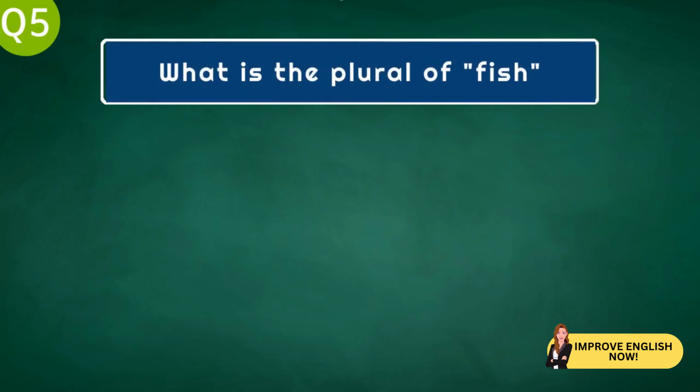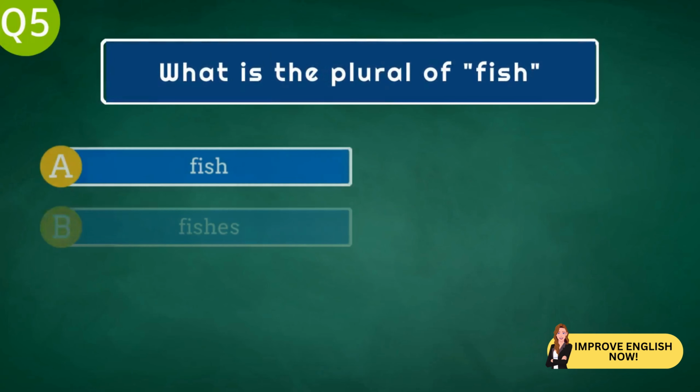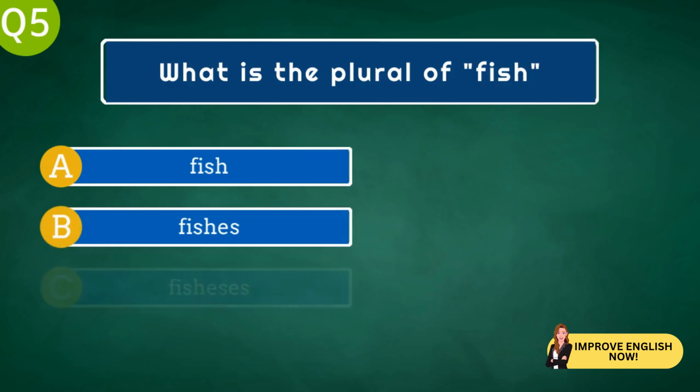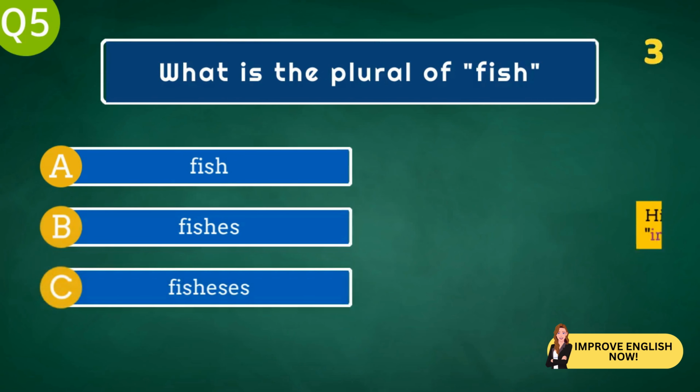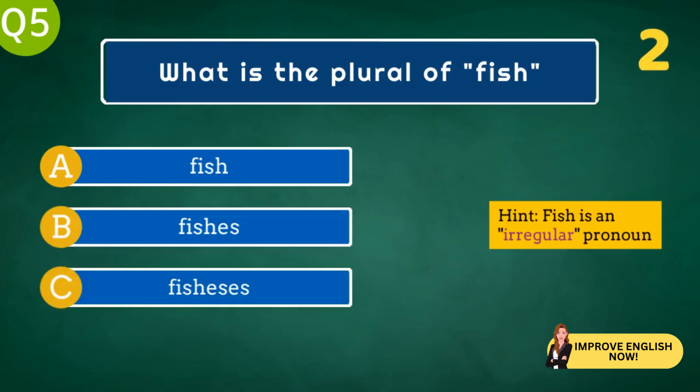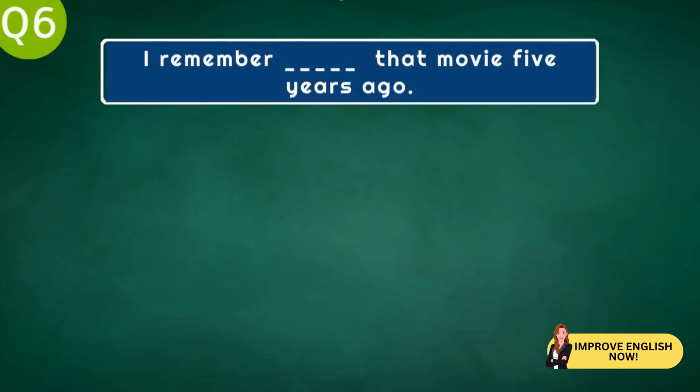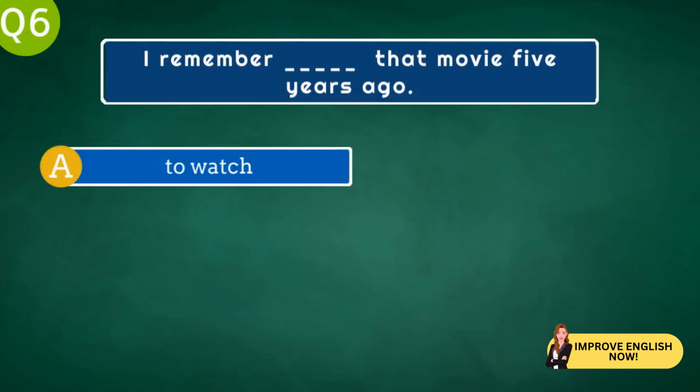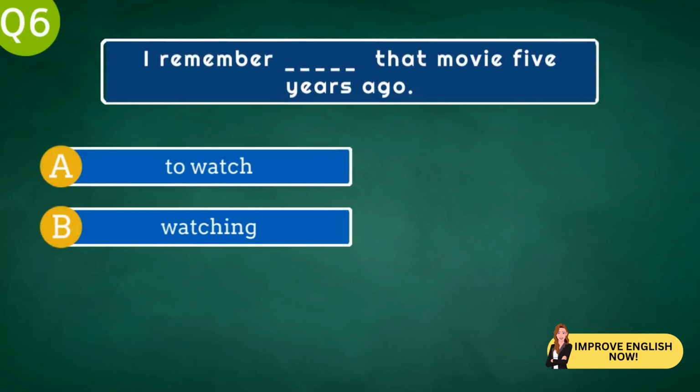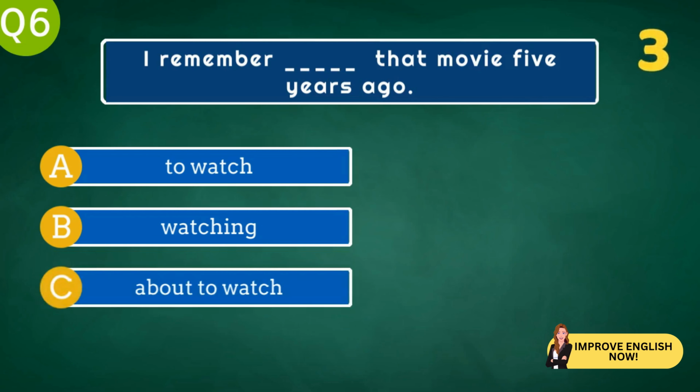Next, what is the plural of fish? A. Fish. B. Fishes. C. Fishes. Select the right option. I remember blank that movie 5 years ago. A. To watch. B. Watching. Or C. About to watch.